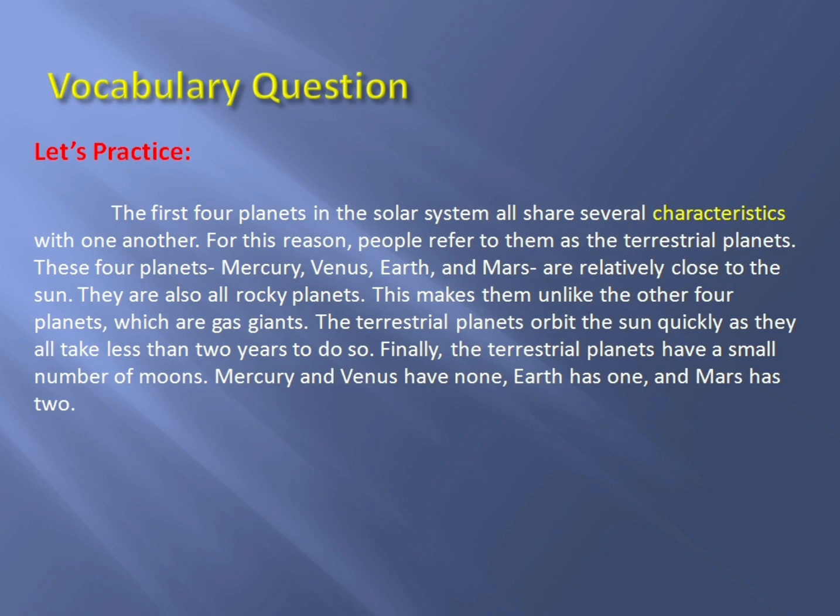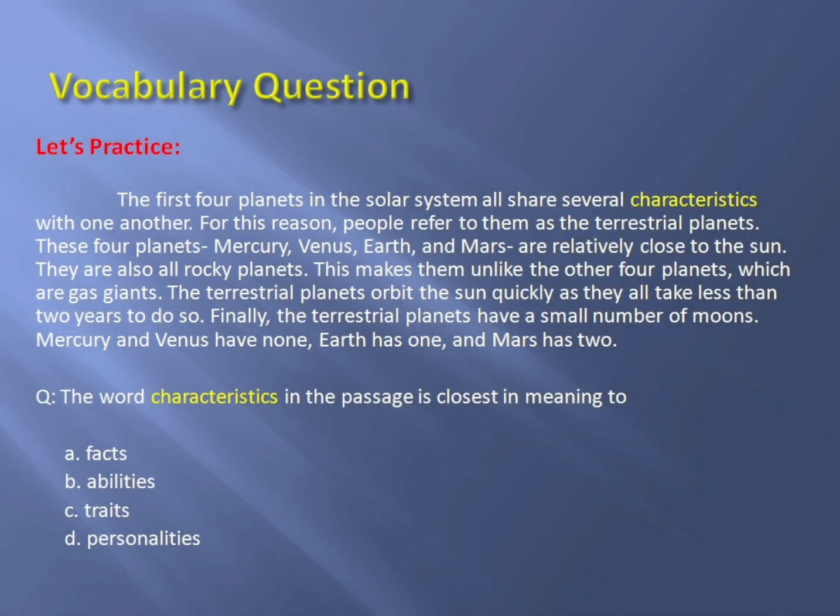The terrestrial planets orbit the Sun quickly, as they all take less than 2 years to do so. Finally, the terrestrial planets have a small number of moons. Mercury and Venus have none, Earth has 1, and Mars has 2. Question. The word characteristics in the passage is closest in meaning to A. Facts, B. Abilities, C. Traits, D. Personalities. Choice C is the closest in meaning with the highlighted word.